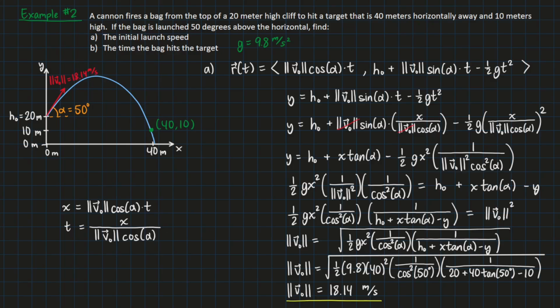Now that we have the initial speed, it's easy to find the time at which the bag hits the target. I'm choosing to use the x position equation to find time because it is linear and simpler to use than the y position equation. And because the equation is linear, there's going to be a unique x value for each time value. That is not the case for y because it is parabolic and you can have the same y value for different t values. We can plug in our values for the magnitude of v0, alpha, and the x position at which the target is hit, and we'll find that that time is approximately 3.43 seconds.